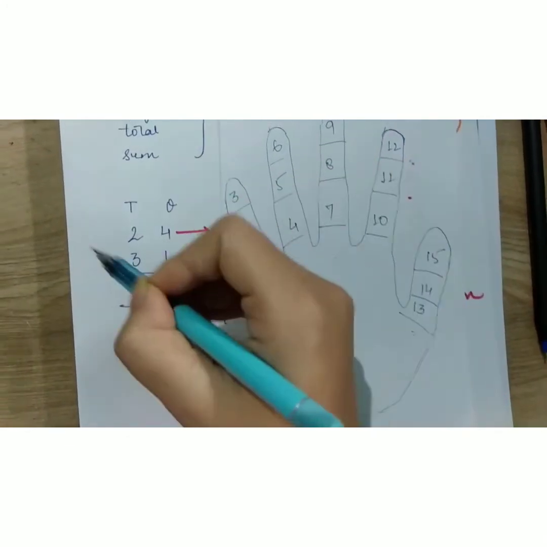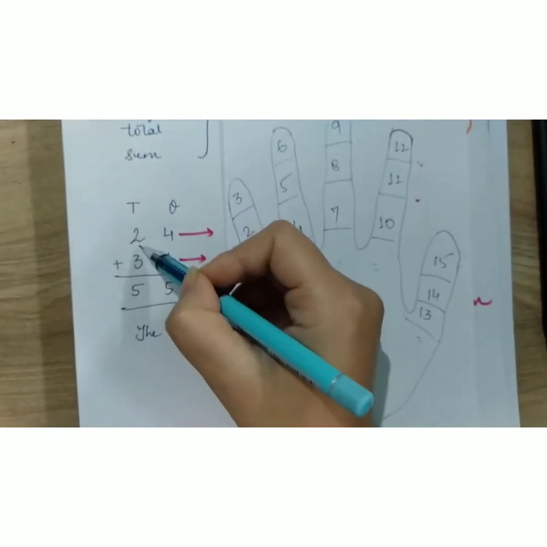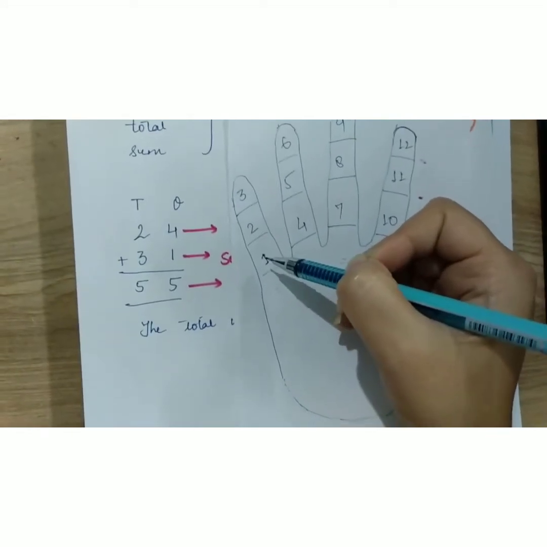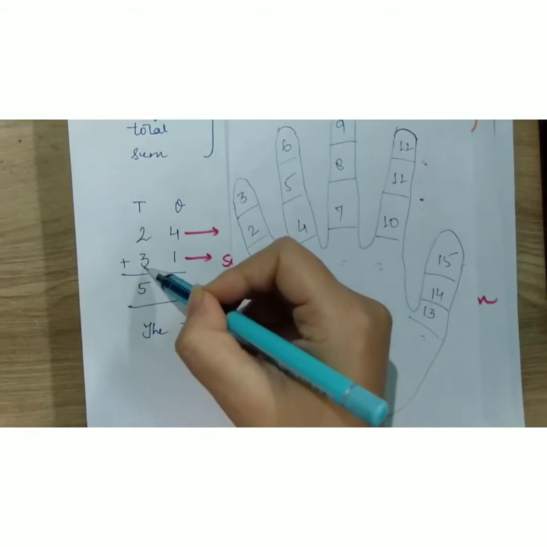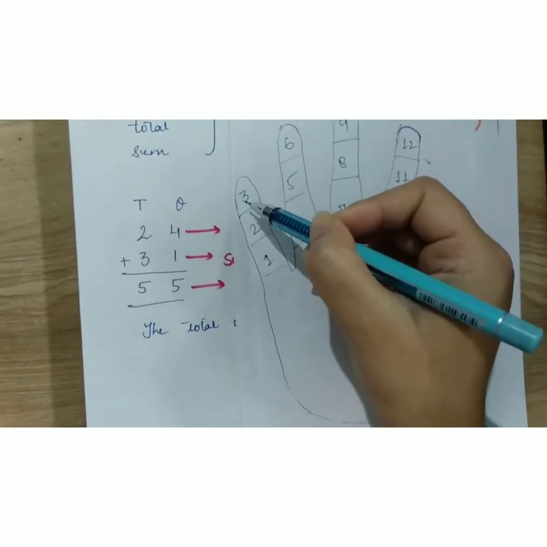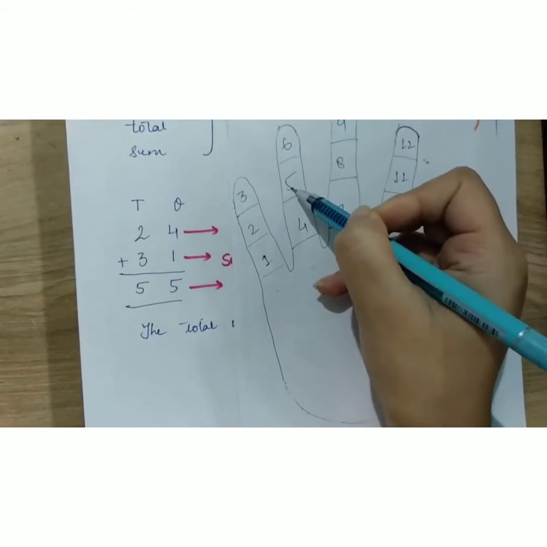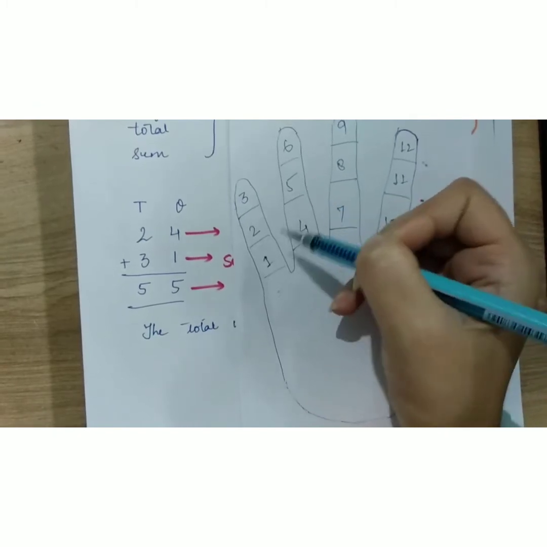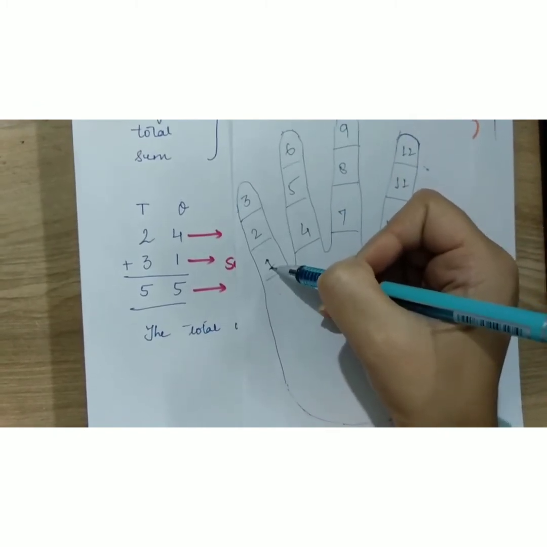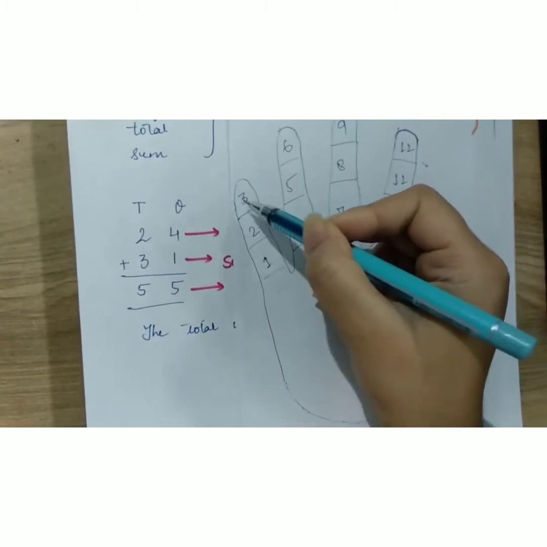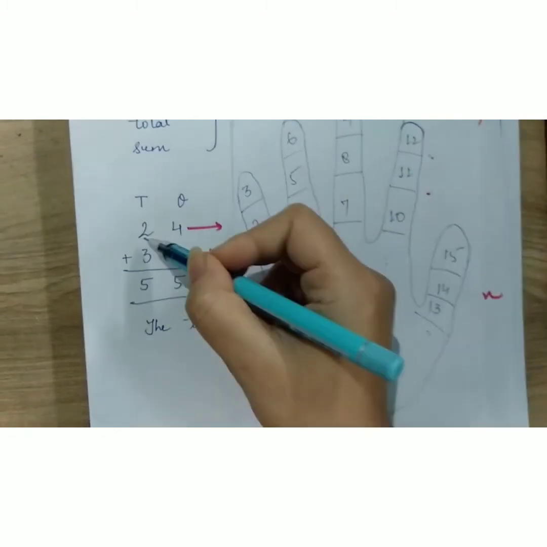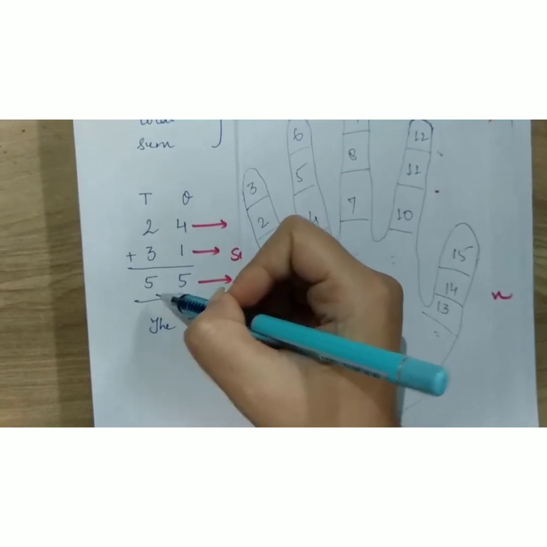Now moving to tens place. First number is 2. So we will take on our fingers 1 and 2. And next number is 3. So after 2 we will start counting 1, 2, 3 again. So what we have to do? From where we have started and from where we have reached, we have to count it together. 1, 2, 3, 4 and 5 again. 2 plus 3 will be 5.